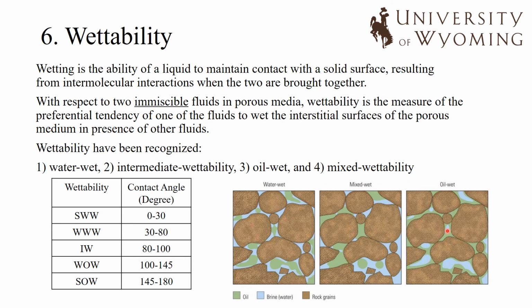In the oil wet case, it's the opposite. Oil is covering most of the grains, and once you have an area that you can use to measure the contact angle, you'll find this contact angle is actually obtuse, and therefore this is oil wet. In mixed wet, we probably find contact angles that are water wet and contact angles that are oil wet. We can find both. So based on those contact angles, we can classify our rock from strongly water wet to strongly oil wet.